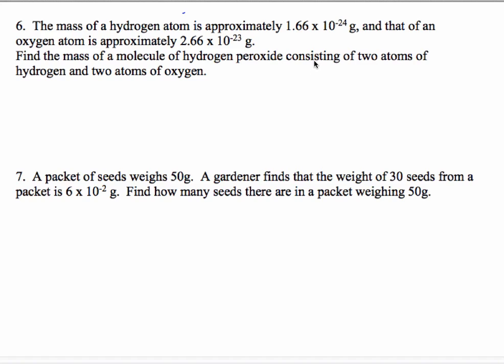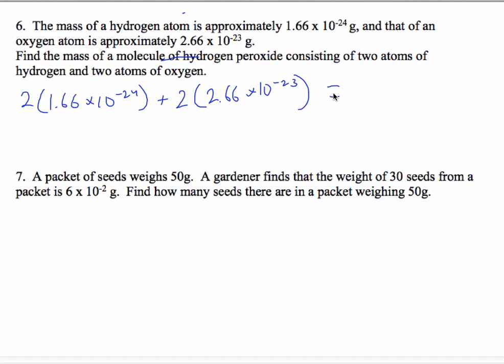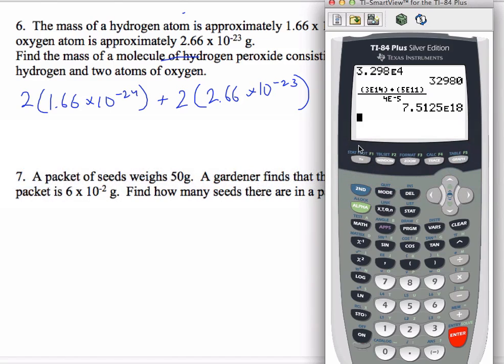Mass of a hydrogen atom is approximately this amount, and that of an oxygen atom is approximately this amount. Find the mass of a molecule of hydrogen peroxide consisting of 2 atoms of hydrogen and 2 atoms of oxygen. So 2 of each. So we need to do 2 times a hydrogen atom, which is 1.66 times 10 to the power -24, plus 2 times 2.66 times 10 to the power -23. So we can work that out on our calculator. Let's try that.